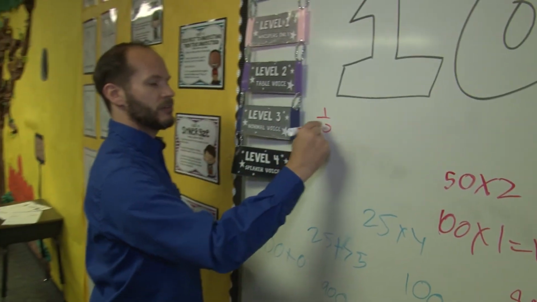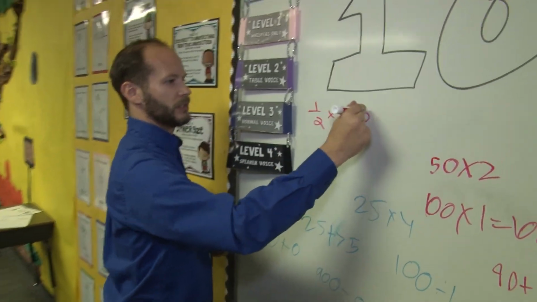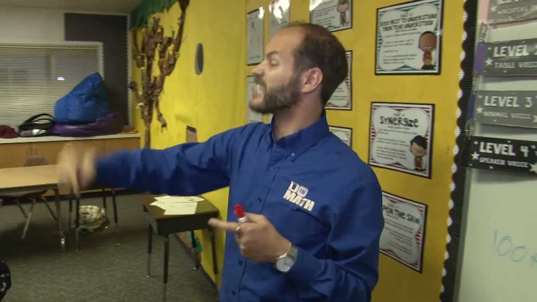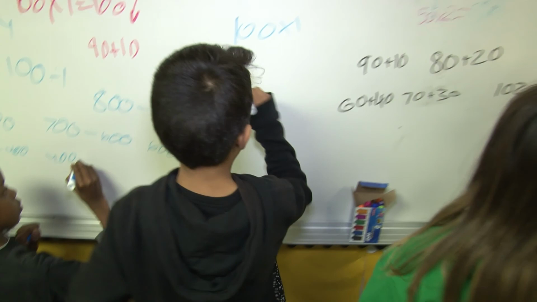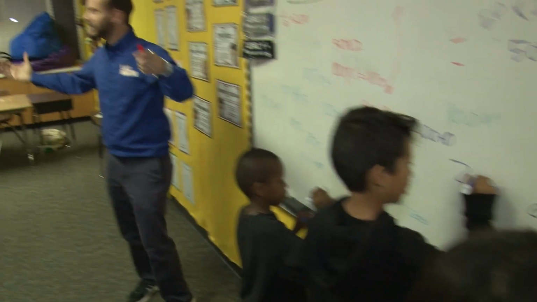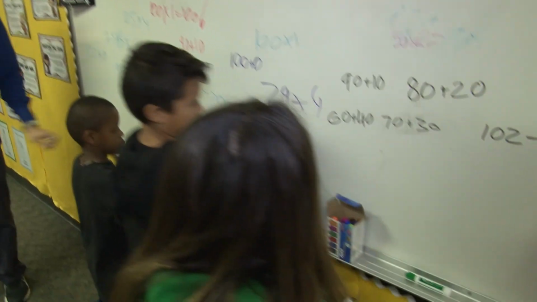1 half times 200. If you wanted to do repeated addition, could you do a half plus a half plus a half plus a half 200 times? You could, but you'd be a fool because that would take forever. But math is powerful in that you can represent it so many ways.